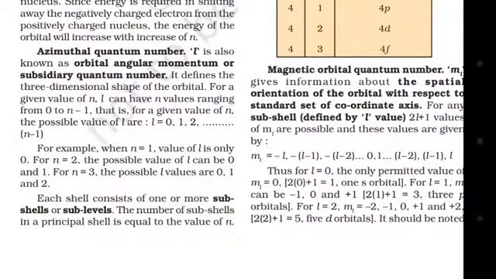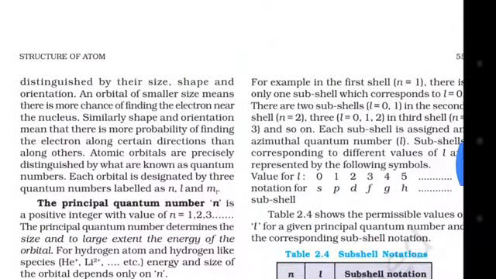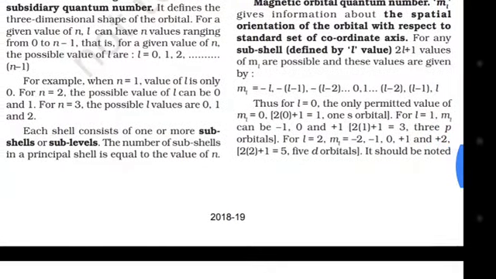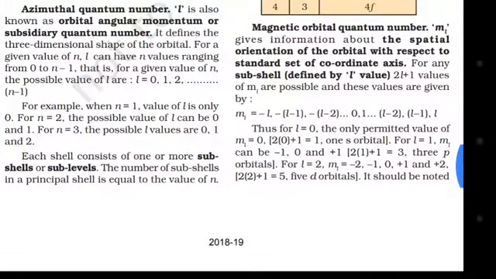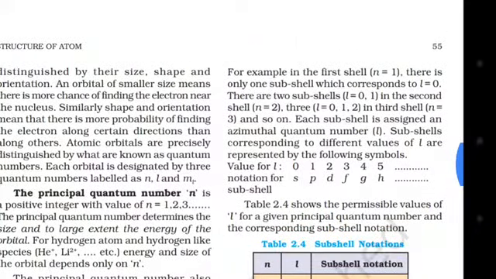Each shell consists of one or more subshells or sublevels. The number of subshells in a principal shell is equal to the value of n. फर्स्ट शेल में एक सब शेल होगा, सेकंड शेल में दो सब शेल होगा. इसका मतलब यही होता है. For example, the first shell, n = 1, has only one subshell, which corresponds to l = 0.